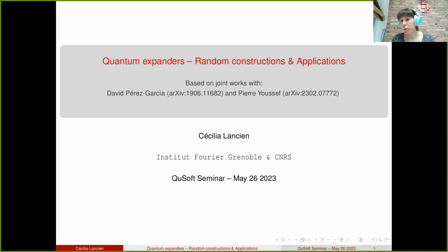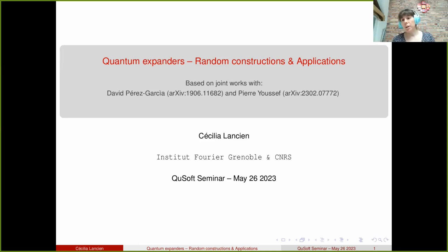So the goal is to first define what these objects are, and then explain how you can actually construct them, and more particularly how you can construct them in an optimal way when you do it at random. And then at the end, I would like to talk about one example where these objects show up, which is in the context of quantum many-body systems. There are many examples of cases where these objects are useful. So this will be one particular one.